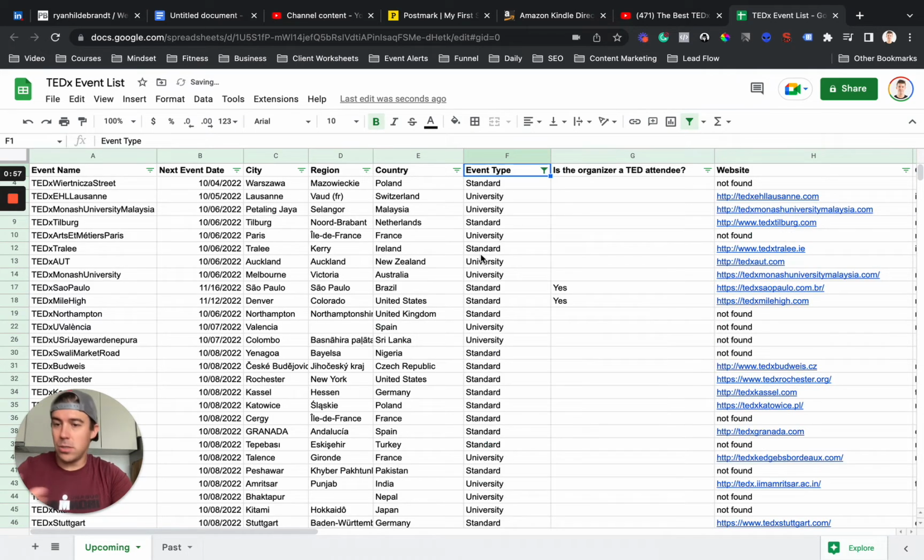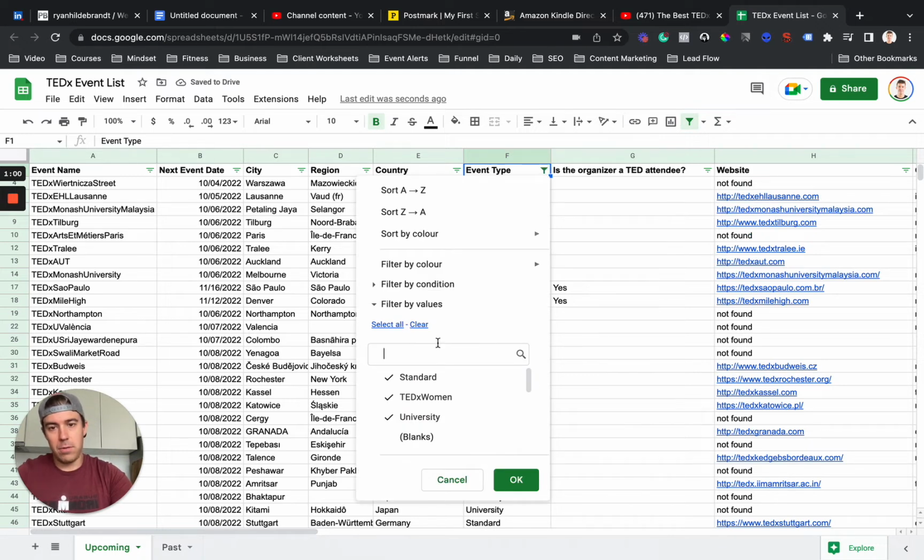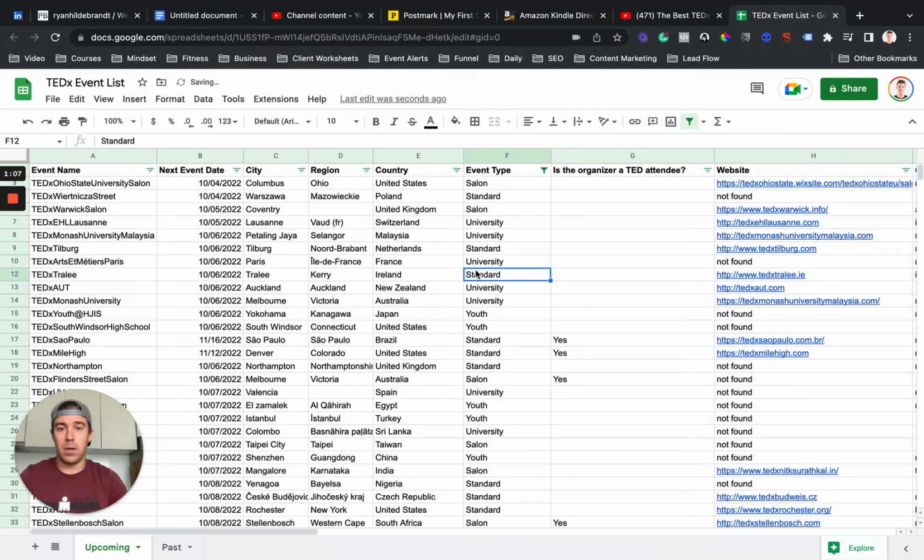Now you can do, so like I can show you youth ones. This doesn't matter, right? So salon is as well. You can see every single one here. Most of the time, it'll be easier for you to find application forms for standard events, university events, and TEDx Women events than it will be for the other event types. So just keep in mind the event types. Normally standard, university, TEDx Women, but you can do the same process for the other ones too. Okay, that's the first thing.